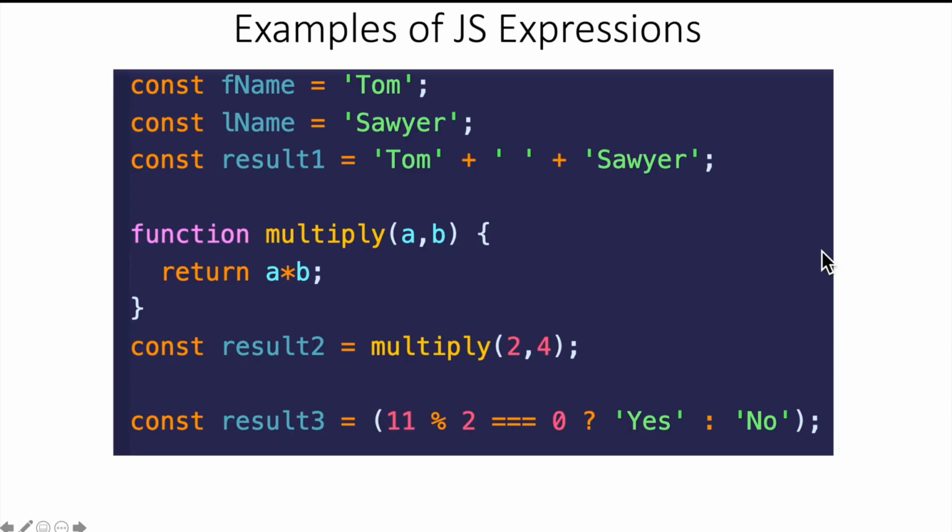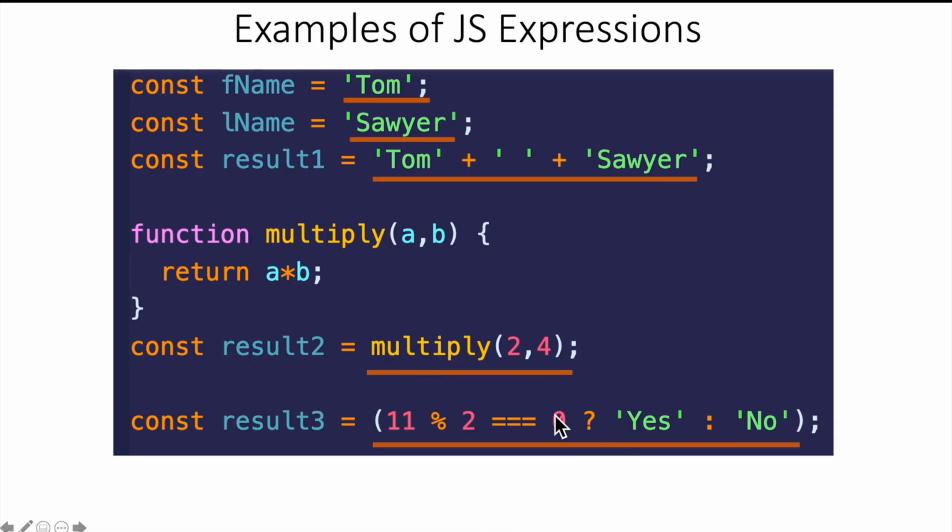Let's look at some examples of JavaScript expressions. So here we have const fname equals Tom, and the right hand side of the equals or the assignment operator is Tom. So Tom is an expression. Similarly, in the second line, Sawyer, a string, is an expression. Similarly, in the third line, we are concatenating some strings. So this is also an expression. And over here, we have a function call, and that is also an expression. And then we have an expression which is using the ternary operator.